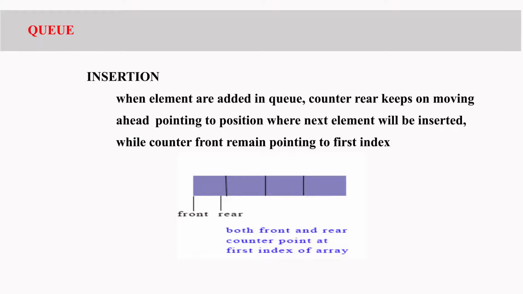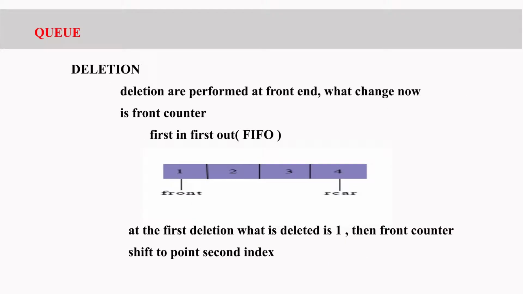Then let's now discuss how deletion is performed. As we have said, a queue implements FIFO. First in is the first out. Therefore, we come to the conclusion that deletion is performed at the front end. What changes now is the front counter. When the element in the first index is deleted, the front counter shifts to point to the second index.